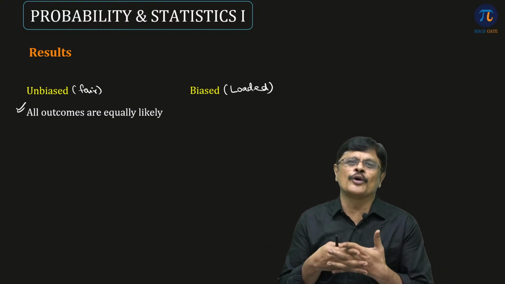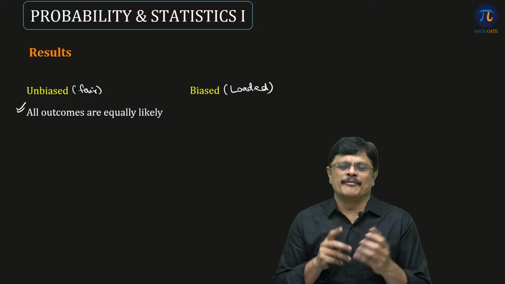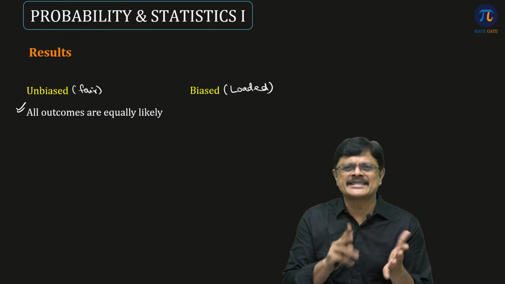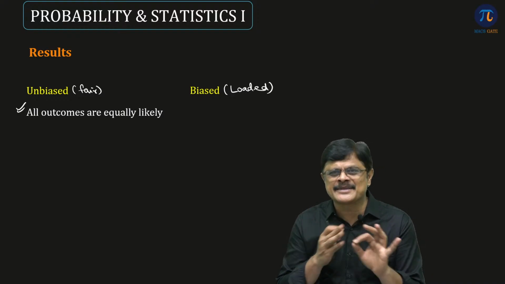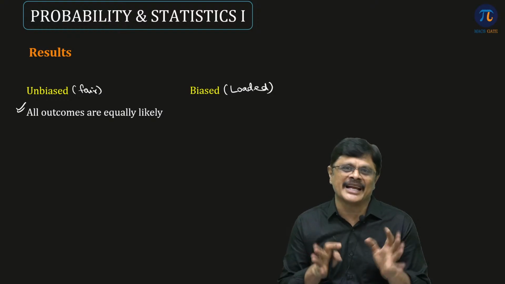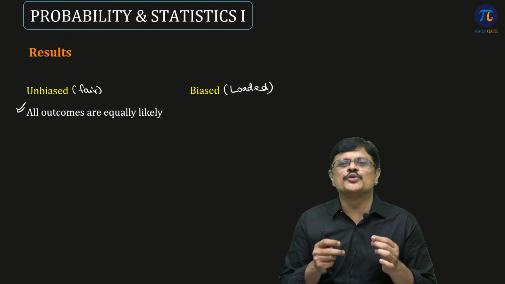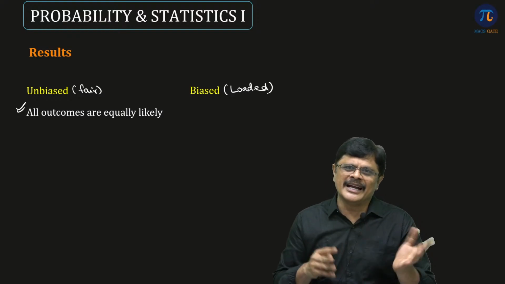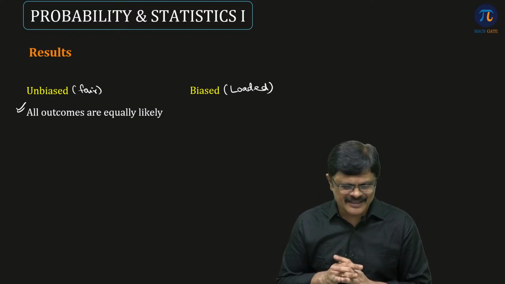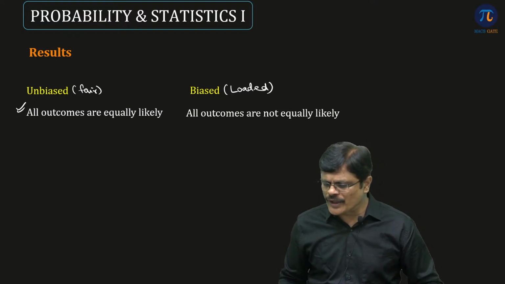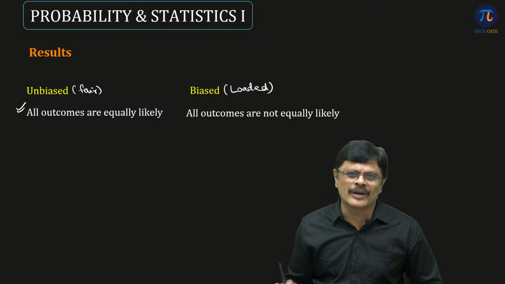Suppose you roll a die. If it is a fair die, 1, 2, 3, 4, 5, 6, every outcome has the same chance, equally likely, so the probability of any number is 1 by 6. Suppose you toss a fair coin, head and tail have a fair chance. What do you mean by biased or loaded? All outcomes are not equally likely.